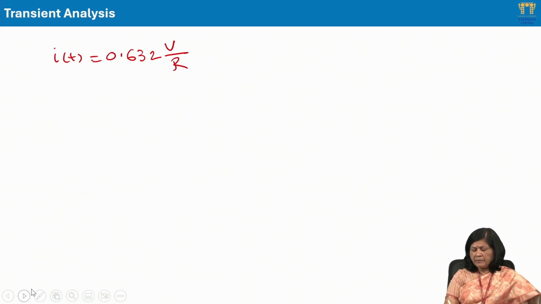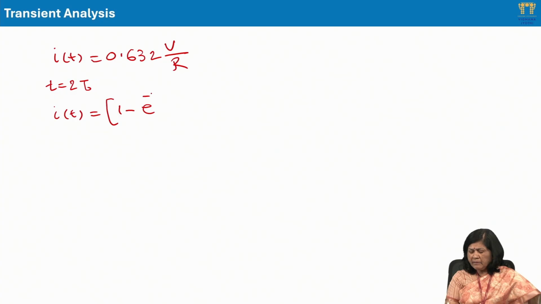Okay. Now, if you take the time t equal to 2 tau, my current I of t will be (1 minus e to the power minus 2) multiplied by V by R. This comes close to 85% of V by R.